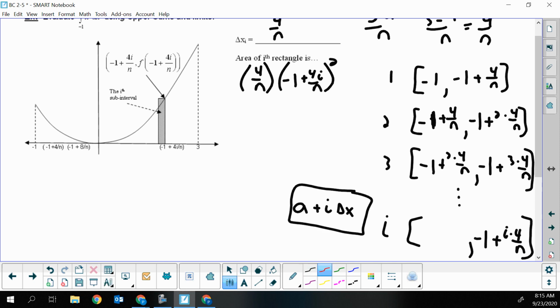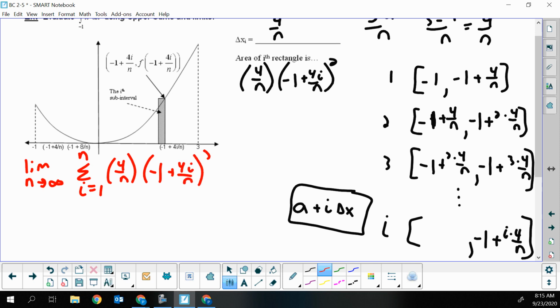So let's go ahead and we'll write our limit. We'll have limit as n approaches infinity. We'll have the sum of i equals 1 to n. We'll have 4 over n. We'll have negative 1 plus 4i over n, all squared.